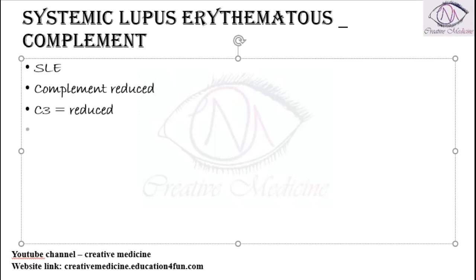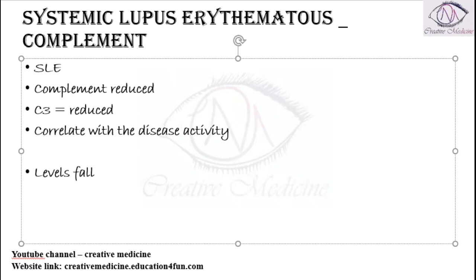This reduction in complements will correlate with the disease activity of the patient. That means the levels will fall on acute exacerbation. On acute exacerbation, the complement levels will be decreased.